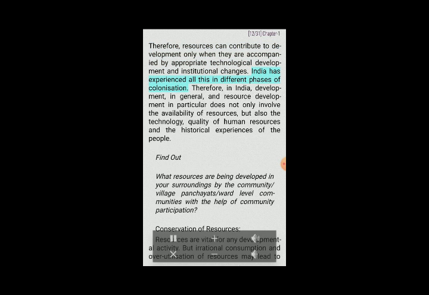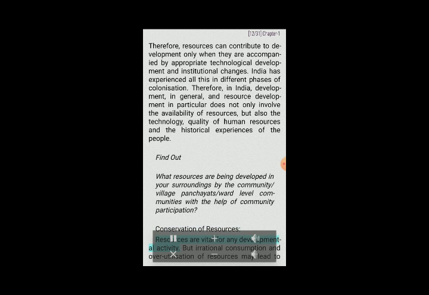India has experienced all this in different phases of history. Therefore, in India, development in general, and resource development in particular, does not only involve the availability of resources, but also the technology, quality of human resources and the historical experiences of the people. Find out what resources are being developed in your surroundings by the community, village panchayats, ward-level communities with the help of community participation.